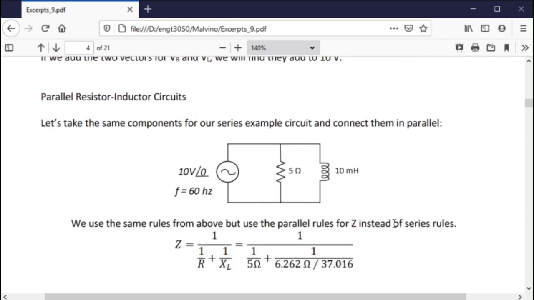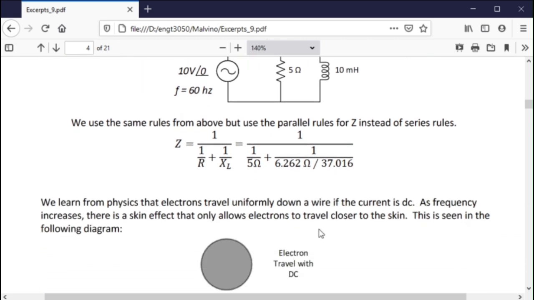Here we have parallel, which is 10 volts, and we have the AC sine wave, 60 hertz. Here's our resistor, here's our inductor, and you use the 1 over rule, or you can use R1 R2 over R1 plus R2. It doesn't really matter. This works, and you come up with an answer, and you get your final value.